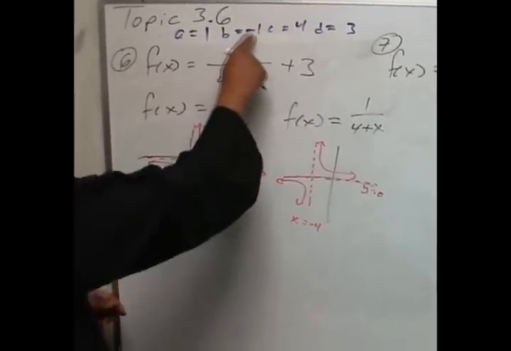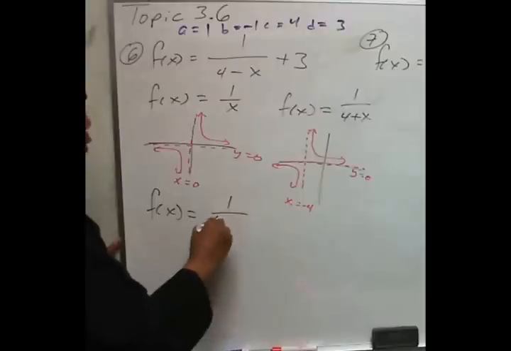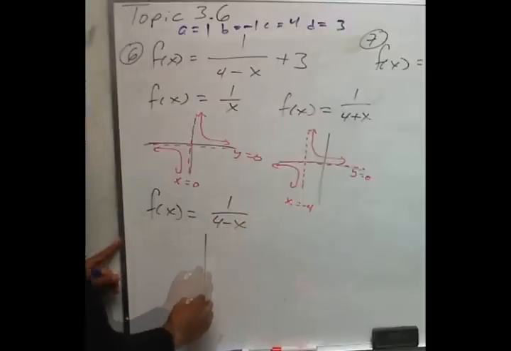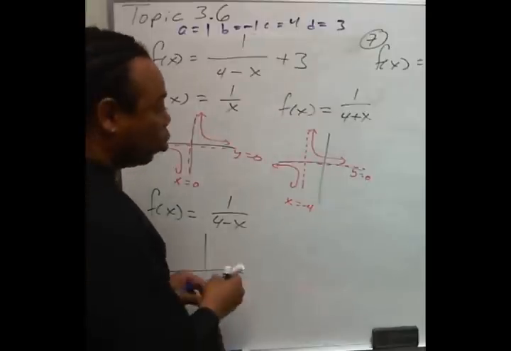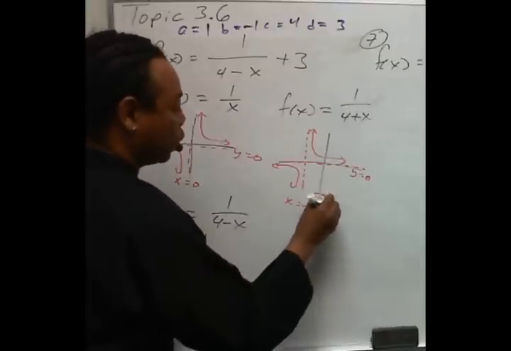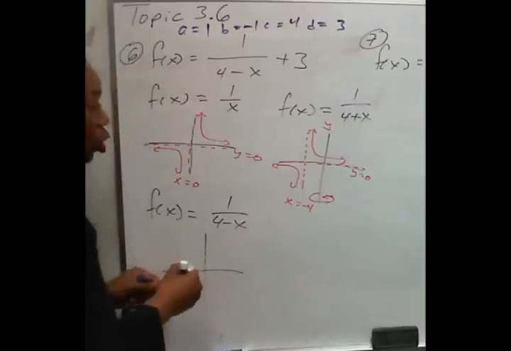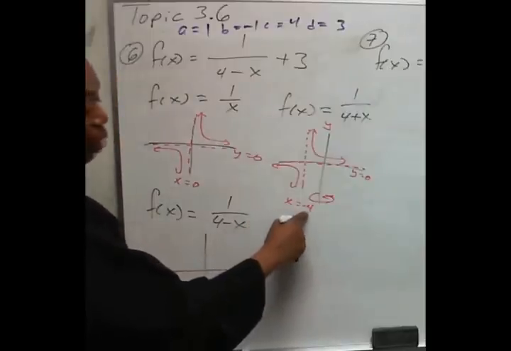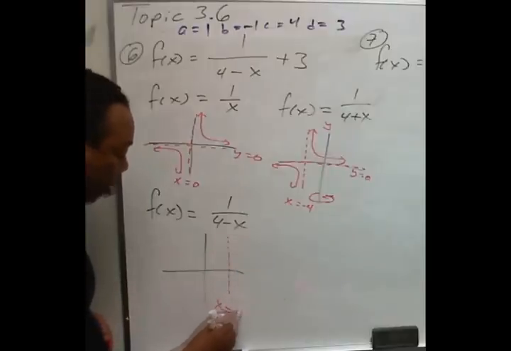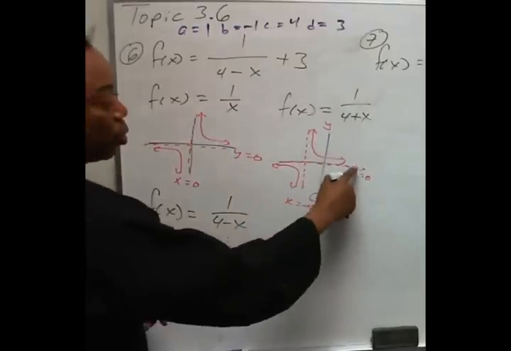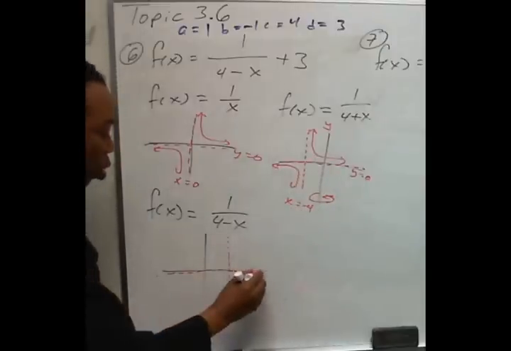Next parameter we want to add is the b parameter, which is the negative 1 on the x. This will give us 1 over 4 minus x. As a result of the b parameter being negative, we're going to have a reflection, or maybe like a rotation, about the y-axis. So the asymptote x equals negative 4 will go from this side to the other side, which would become x equals positive 4. When you reflect the y equals 0 asymptote about the y-axis, it remains y equals 0.